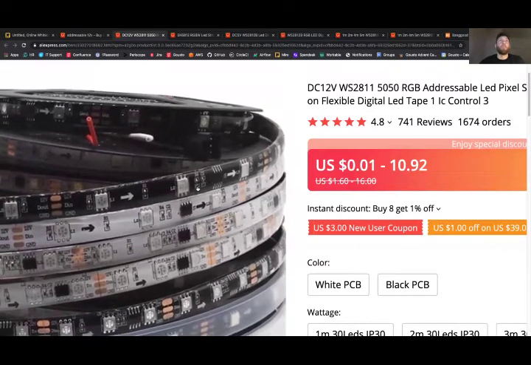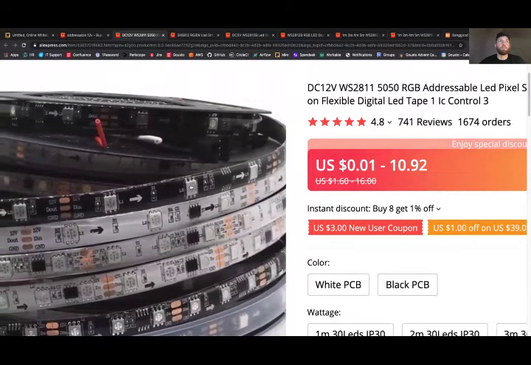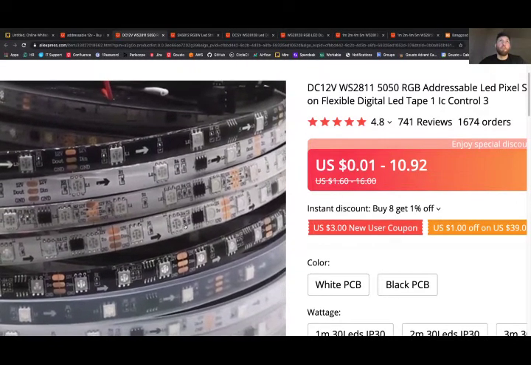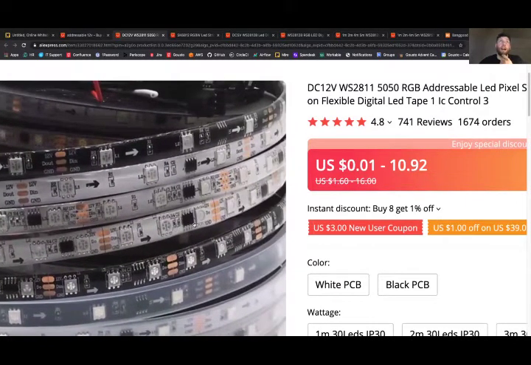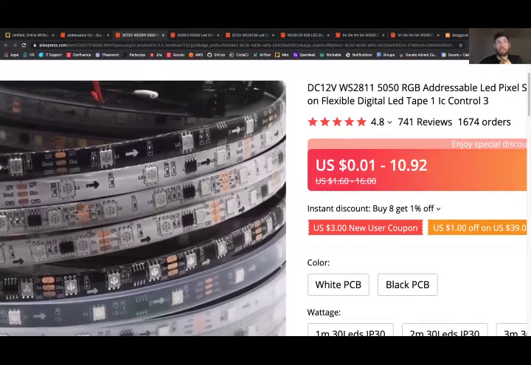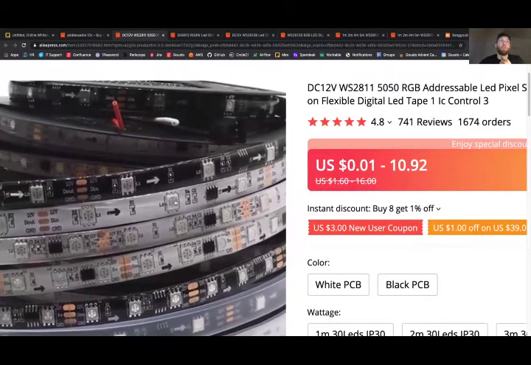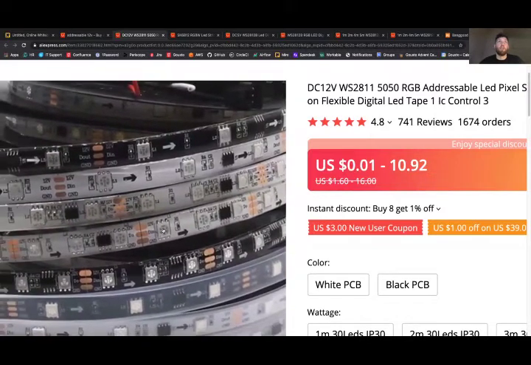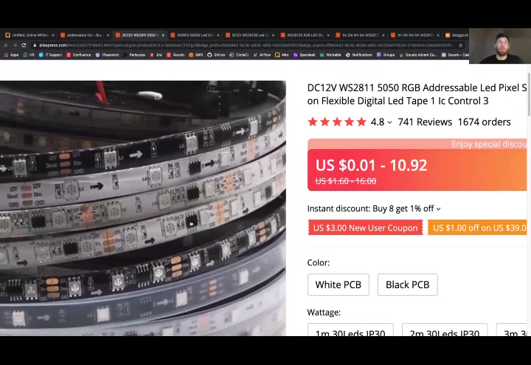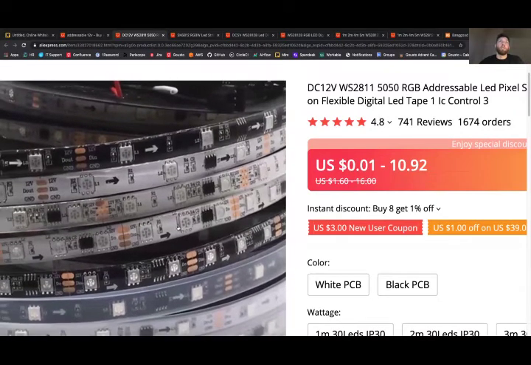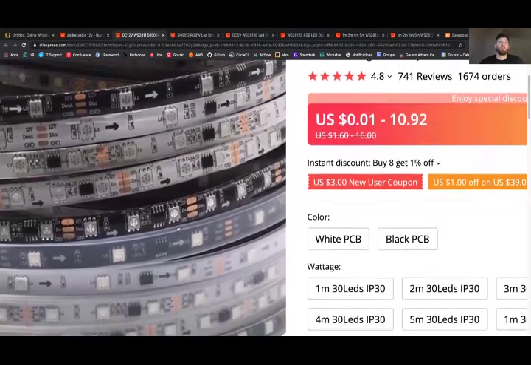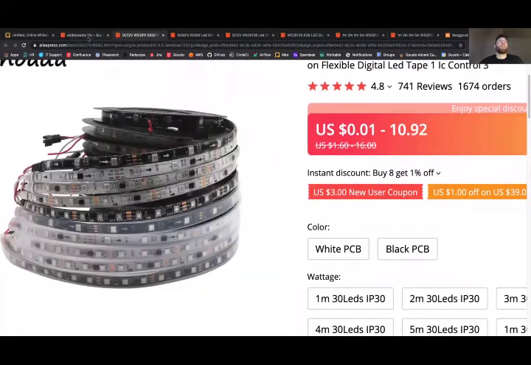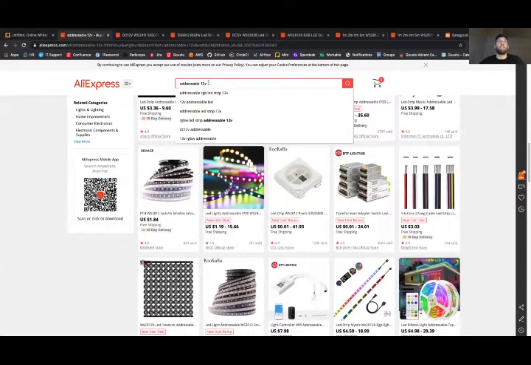Above it, you see the same thing, but with black printed circuit board. Here you see the same thing, except at a higher pixel density, okay? So this is 30 per meter, this is 60 per meter. So you can see it's the same thing, 1, 2, 3 emitters for one chip, but they're less spaced out. Cool.